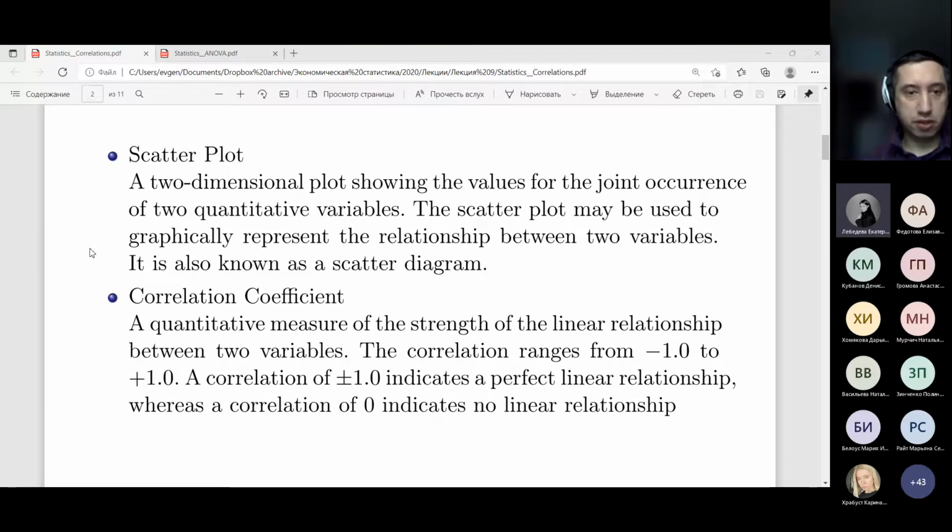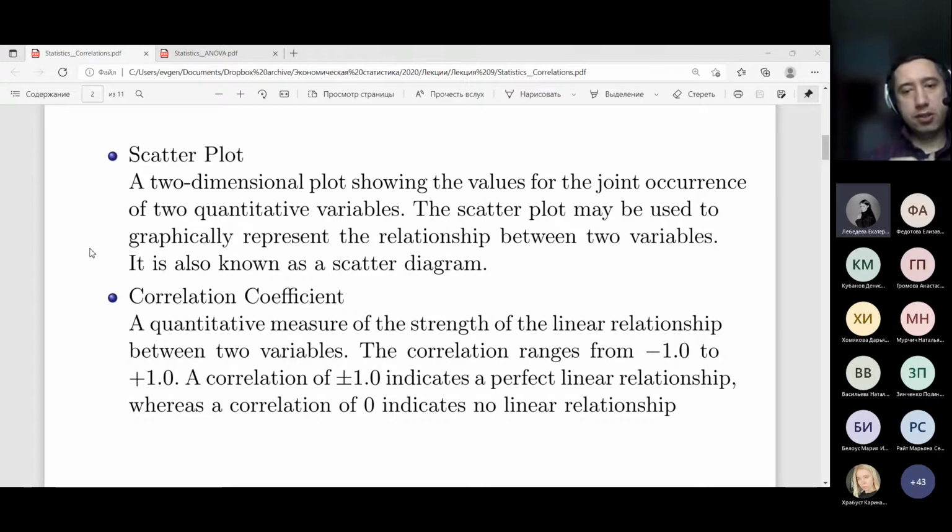What is a correlation coefficient? Correlation coefficient is a measure of the strength of the linear relationship between two variables. And note, the keyword here is the linear relationship. Well, what does that mean? It means that you can fit a line between two variables to explain the relationship. For sure, the relationship can be non-linear, but we won't discuss it now.